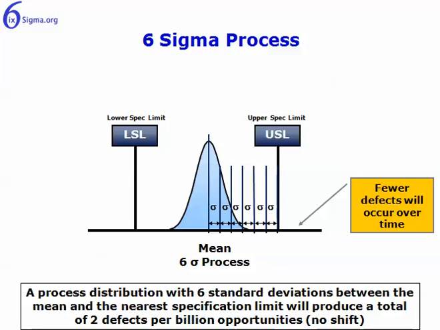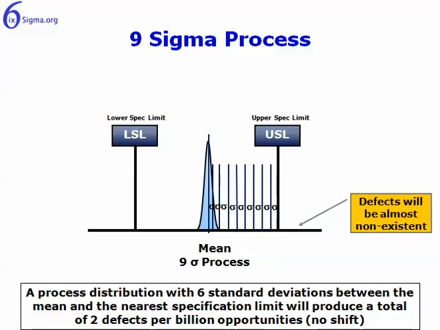Notice that as I have less distribution in my data, as I have less variation in my data, my standard deviation, the degree to which my data varies, is smaller. Therefore, I can fit more of them between my mean and my spec limit. And so now I'm showing a 6 sigma process. Why? Because I can fit 6 standard deviations between the mean and a spec limit.